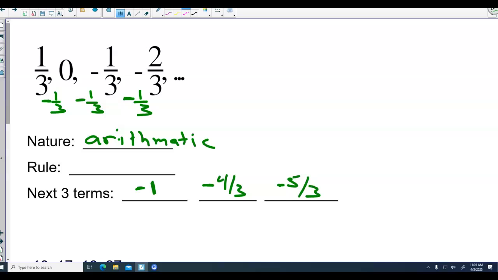I don't write -3 over 3. I'm going to translate that into -1. My rule, same deal. a sub n, my a sub 1 is 1/3 plus n minus 1 times, we're doing a -1/3 here.